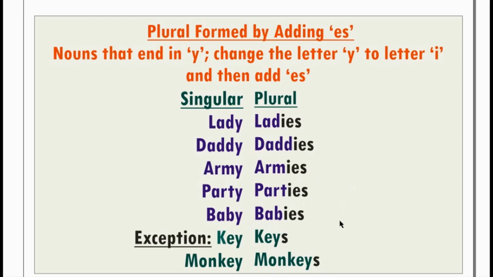But this rule, that we change the letter y to letter i and then add es, has exceptions. For example, key ends in letter y, but we do not change the letter y to letter i in the plural form. What do we do? We just add letter s. Keys. The same thing happens to monkey, monkeys. So in these two examples, there are exceptions to changing letter y to letter i before adding es. In their own case, we do not change the letter y to letter i and we do not add es. Instead, we add only s.